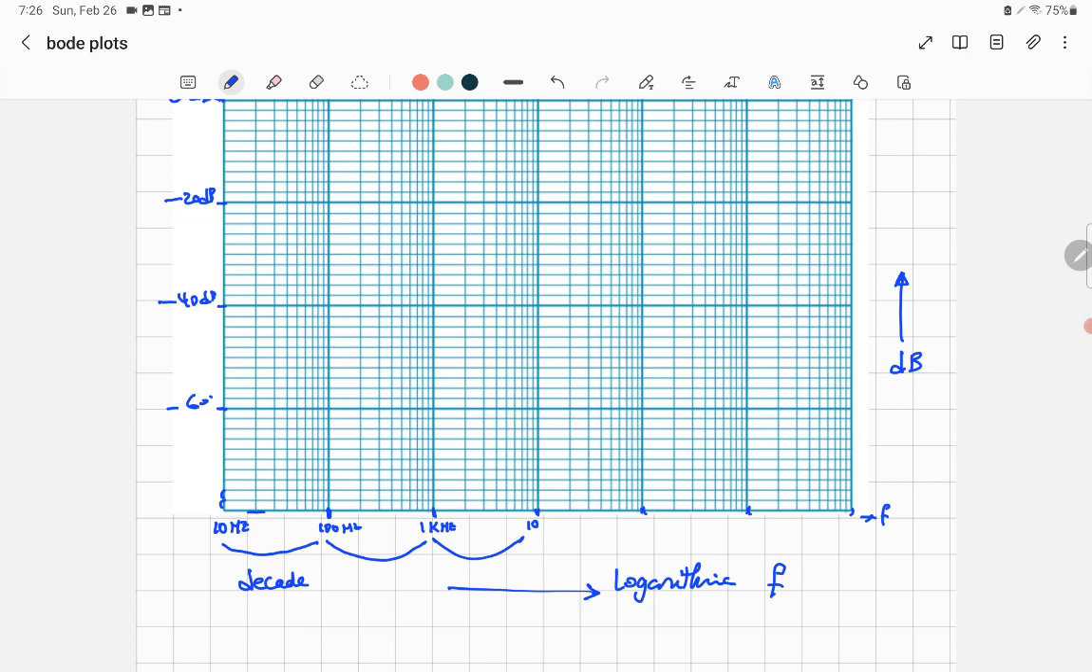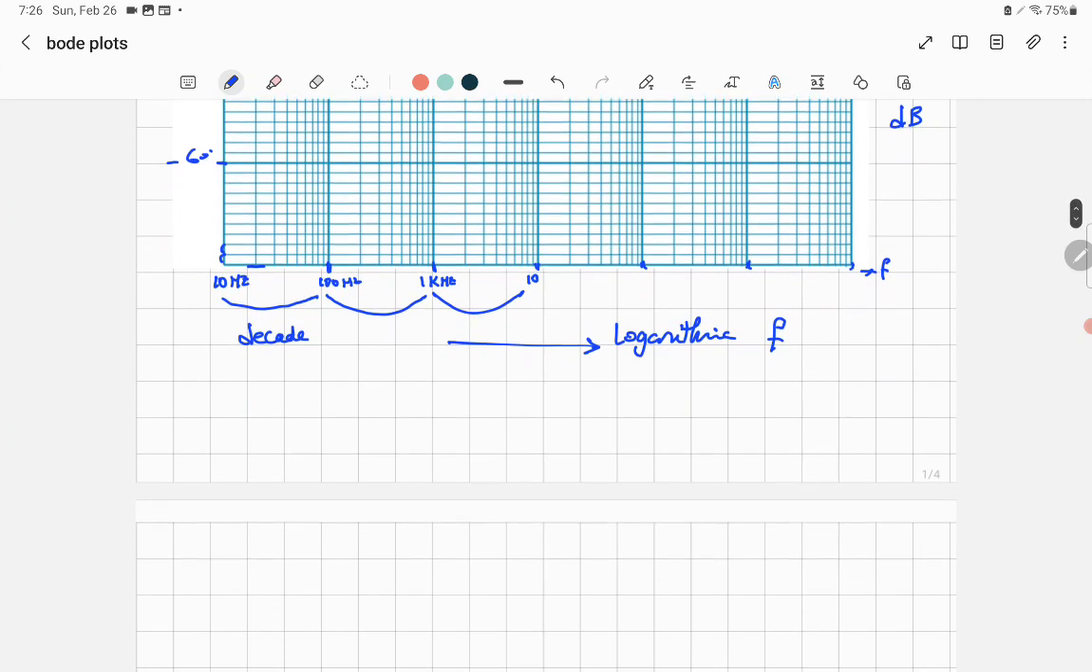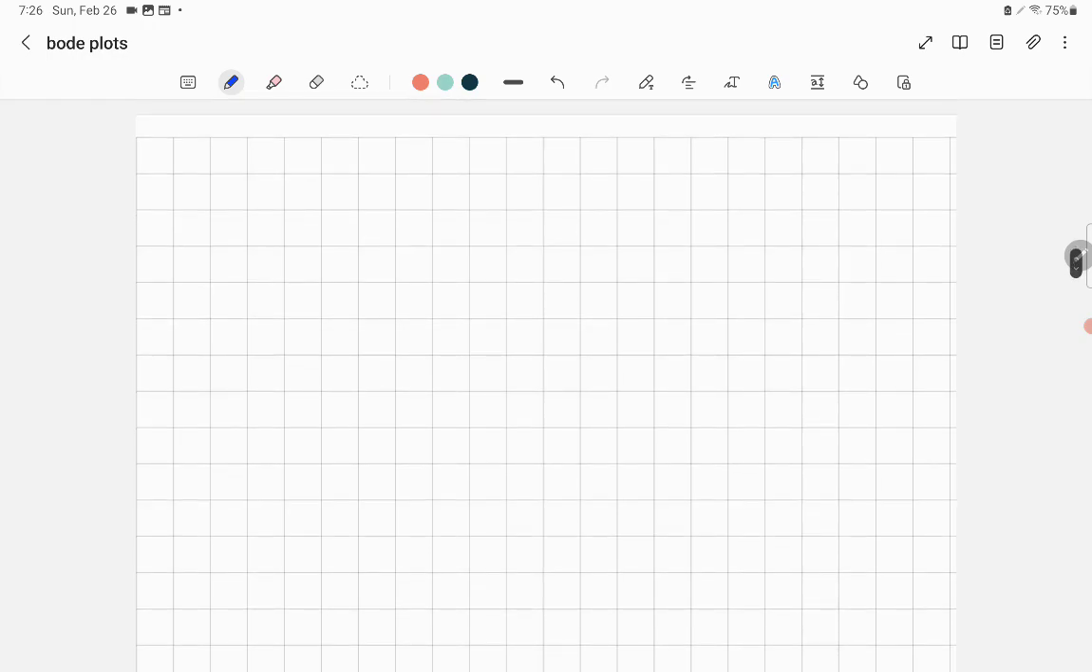So what's left now? How can we represent frequency response using this type of sheet, the semi-log? All right, I'm going to have a general expression, and I will show you how you use Bode plot to represent the frequency response. Let's say that we have voltage gain given like that. AV, that's the voltage gain.